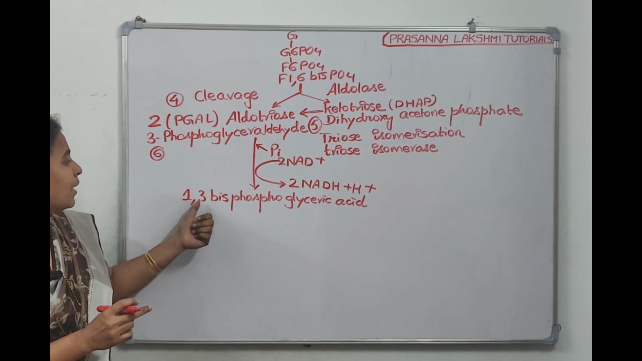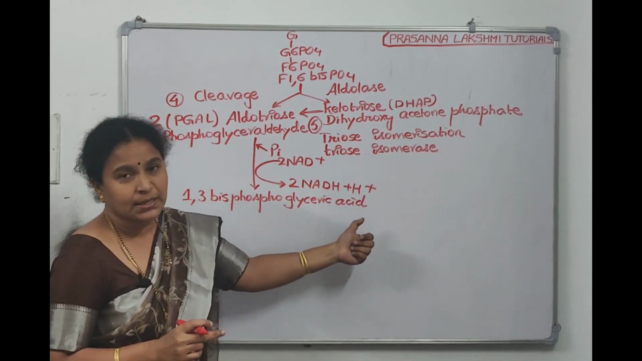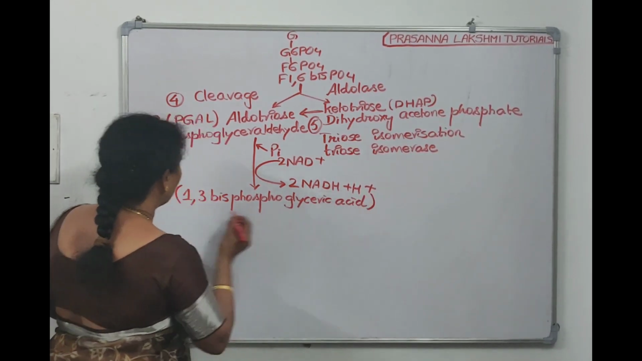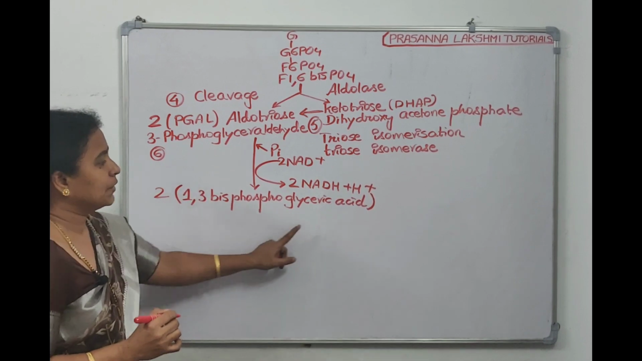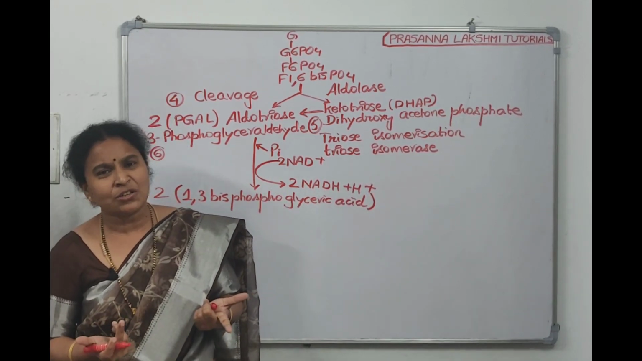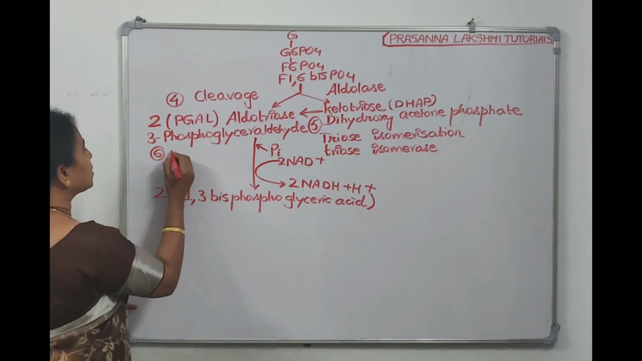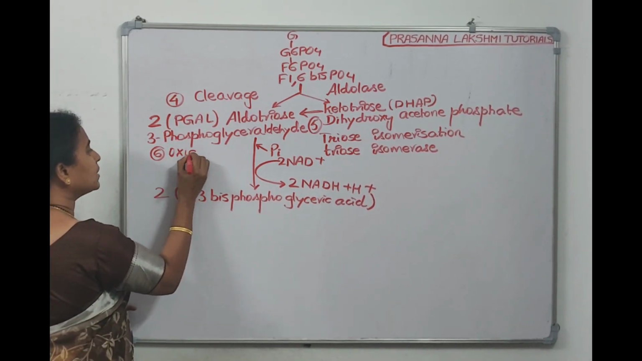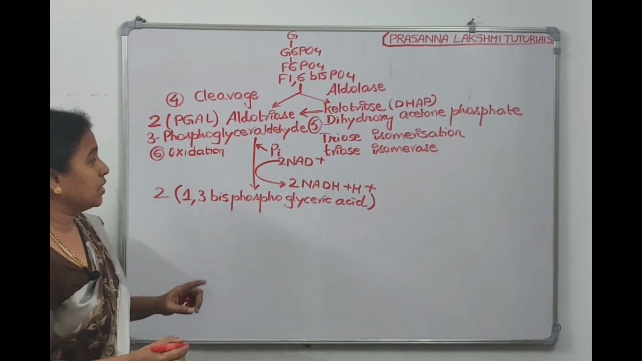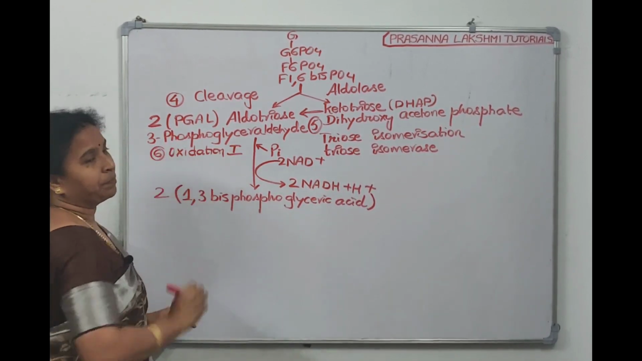So we are getting 1,3-bisphosphoglyceric acid. How many molecules? 2 molecules. So 2 molecules of 1,3-bisphosphoglyceric acid are formed. Removal of hydrogen is called oxidation. So reaction number 6 is called what? It is called oxidation. First time we are seeing oxidation, so it is called oxidation 1.